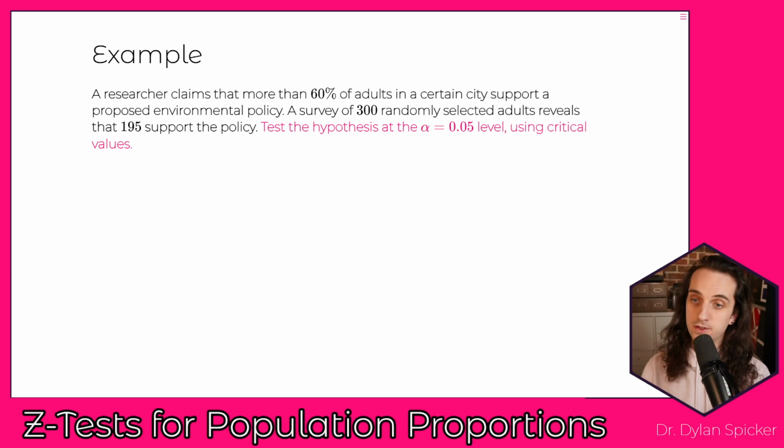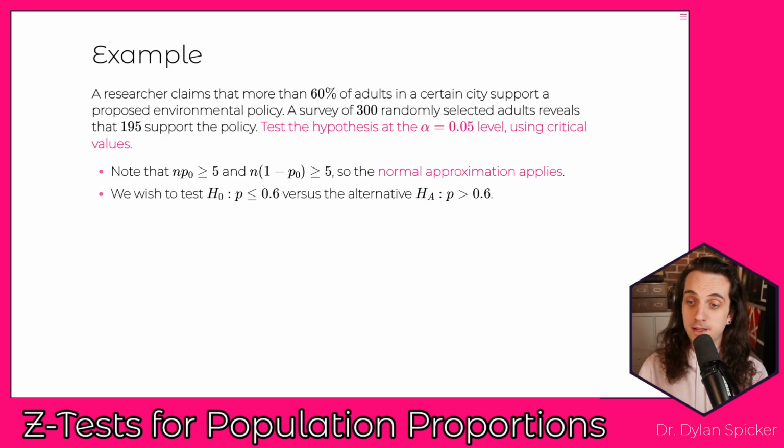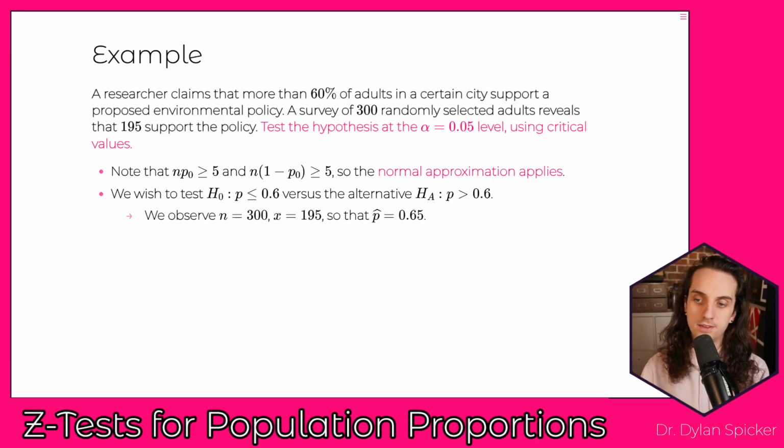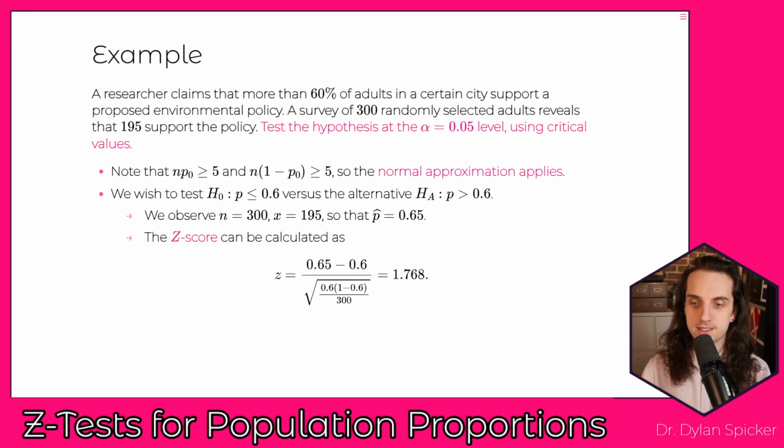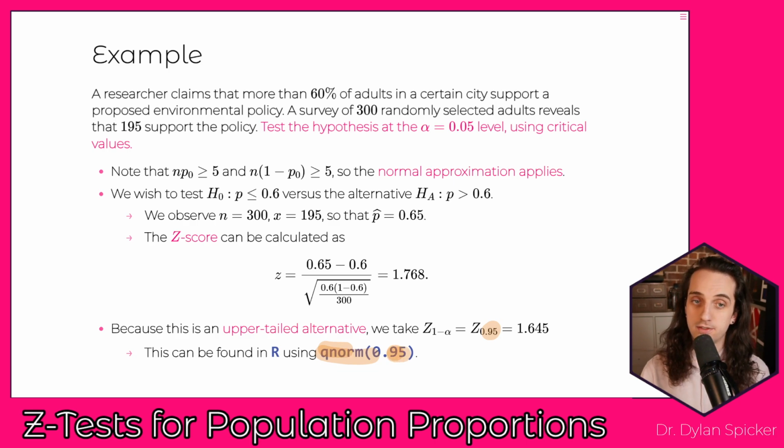So working out all of those details, we get that the normal approximation actually does apply, right? We're testing H0: p less than or equal to 0.6 versus the one-tail alternative. We have observed a sample size of 300, x is 195, and so that works out to p hat of 0.65. Our z-score is calculated here, filling in all of our details, as 1.768. The critical value is z of 1 minus alpha, so that gives us 1.645. Again, we can get our critical values using our qnorm function, right? So we want the 95th percentile, and so we take qnorm of 0.95, okay? That works out to be that 1.645.